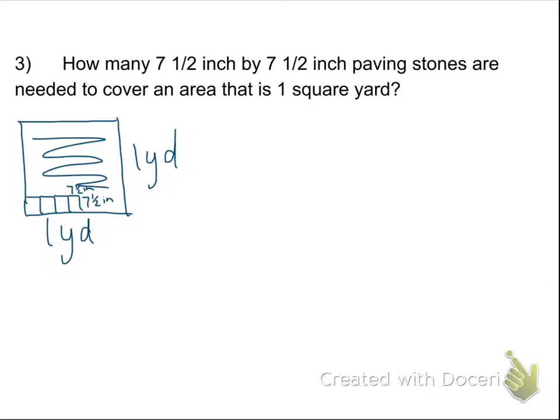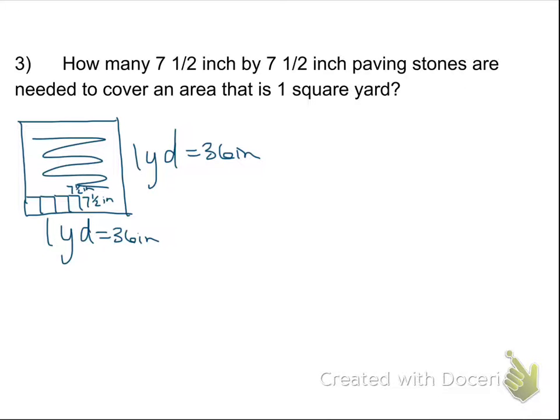Well, again, we've got different measurements. We've got yards and inches. So you may remember that 1 yard is the same thing as 36 inches. So that means that our square is actually 36 inches by 36 inches.